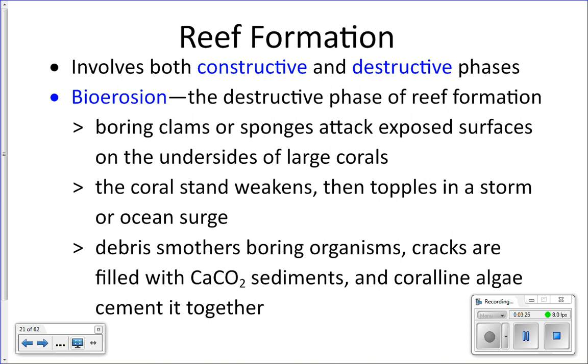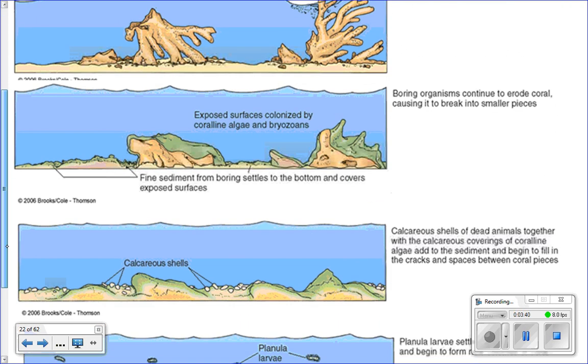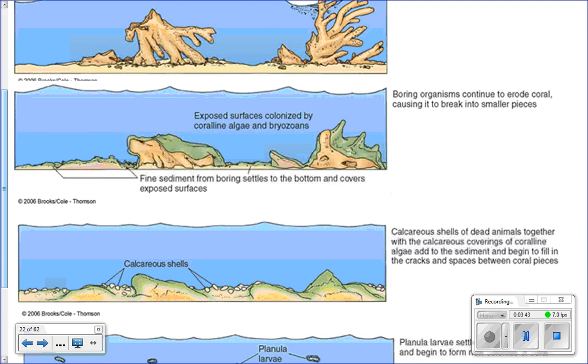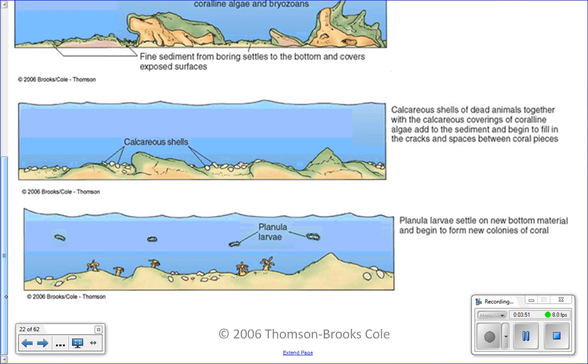All right? So here's the pictures to help you see it. So here's your coral colony up here at the top, and you've got the sponges and the worms and stuff that are burrowing into the base. Waves come, breaks down. Okay, it keeps breaking down, all sorts of stuff filling in the cracks. Right, shells filling in the cracks, and the algae growing over the top. And then you've got your little coral larva settling down and forming new colonies. See that? And so you get layer upon layer upon layer, and you get this big giant structure. All right, so all of the living corals growing on top of the dead coral.